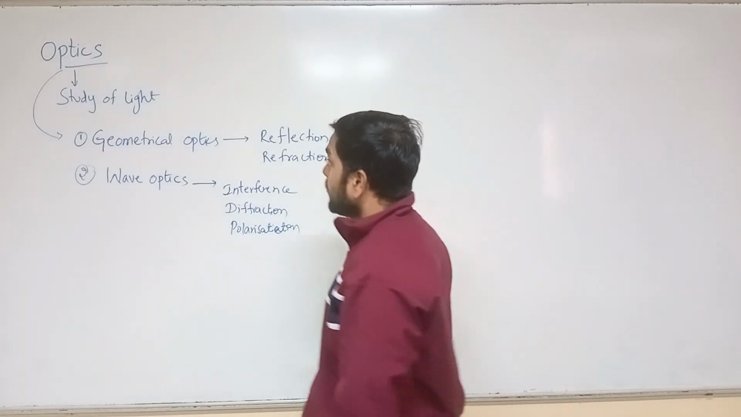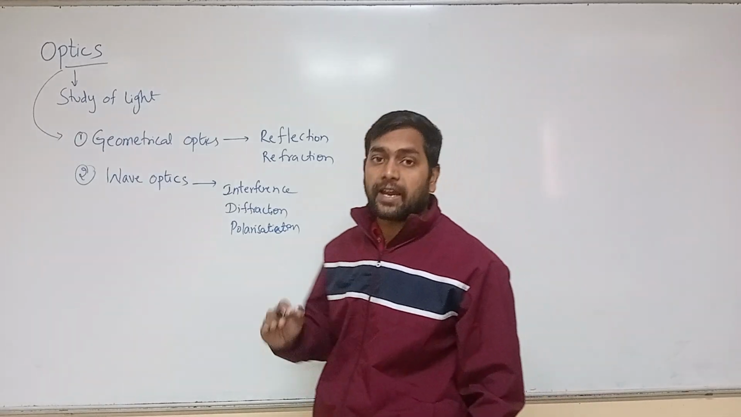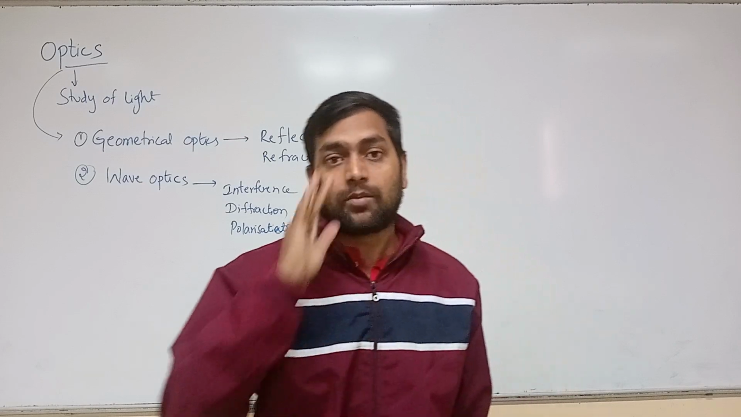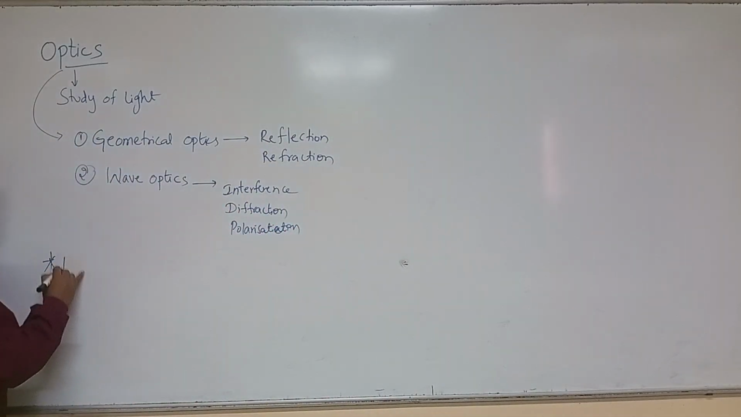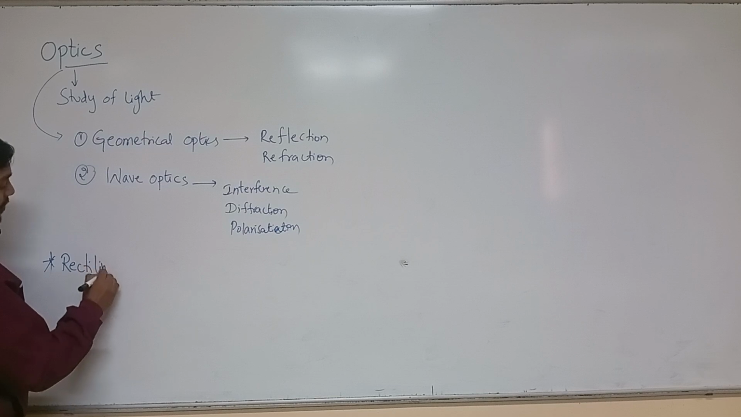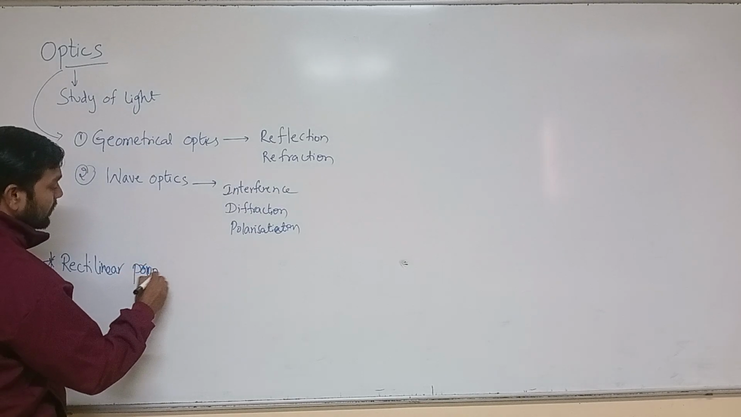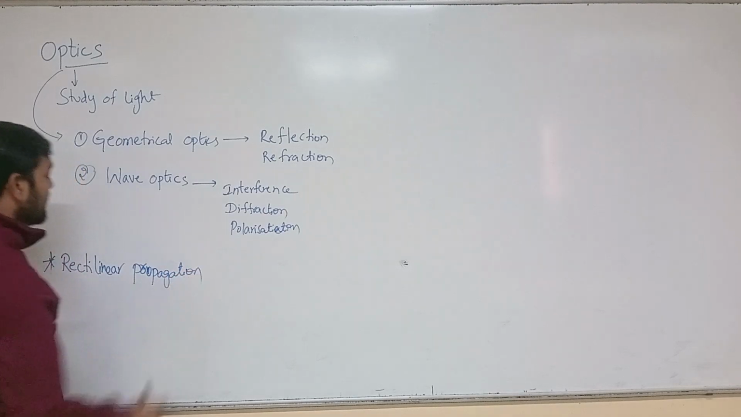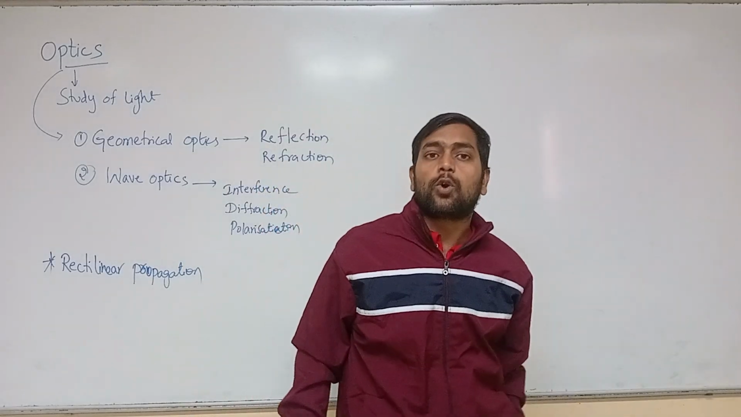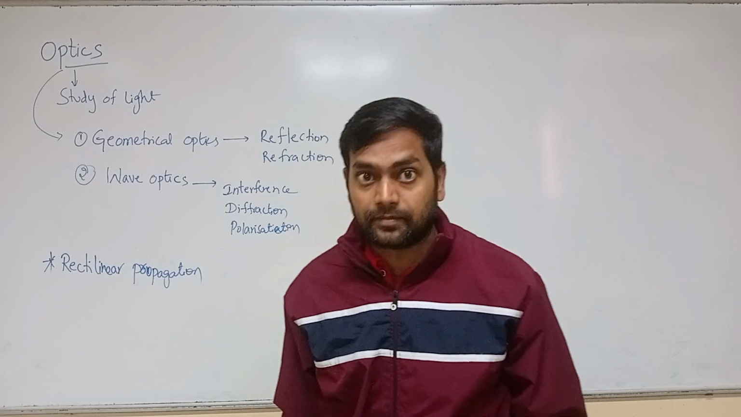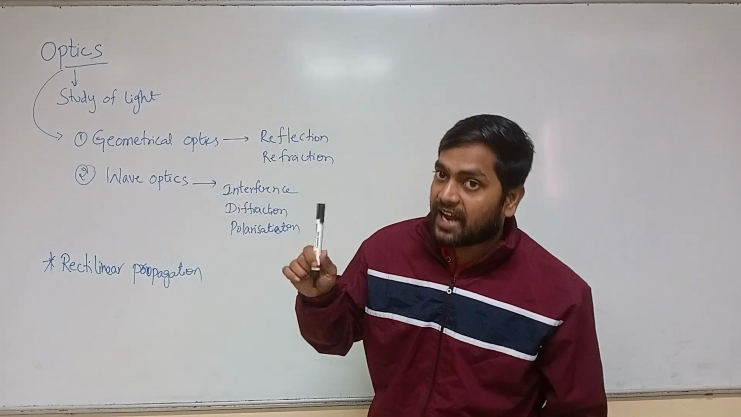Okay, so why are we having two types of optics? Because the light ray travels in the form of rectilinear propagation, right? Rectilinearly means what? It is a straight line. It won't bend in a homogeneous medium, right? So here rectilinear propagation takes place for the light ray.